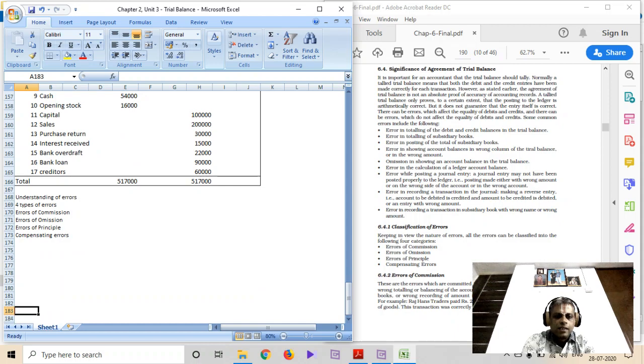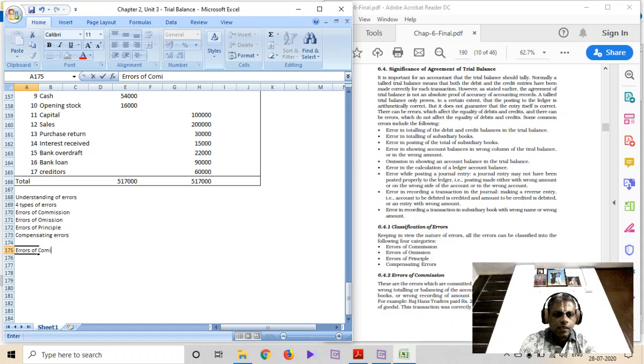What is an error of commission? When an accountant commits an error due to wrong posting of transactions, like wrong totaling or balancing of the accounts, these are all examples of errors of commission. Like when an accountant posts the amount incorrectly or posts it to the incorrect account. Like, let me write it out.